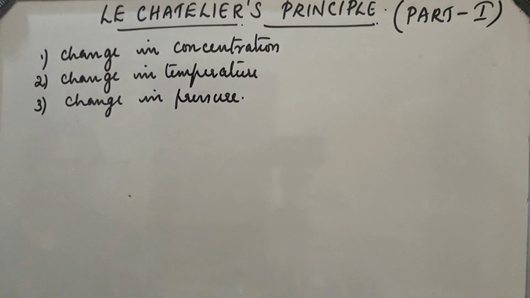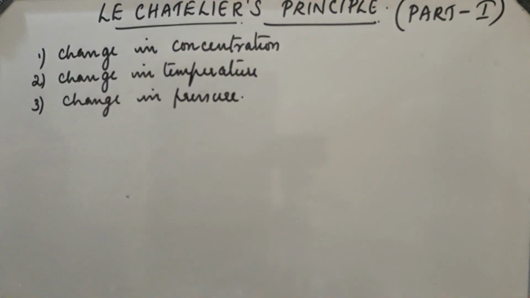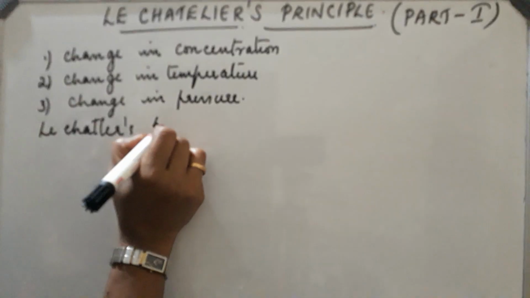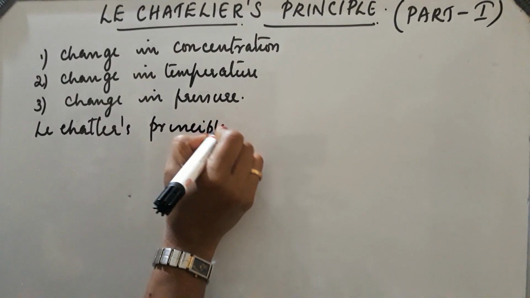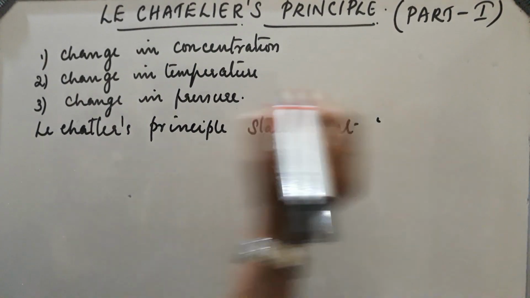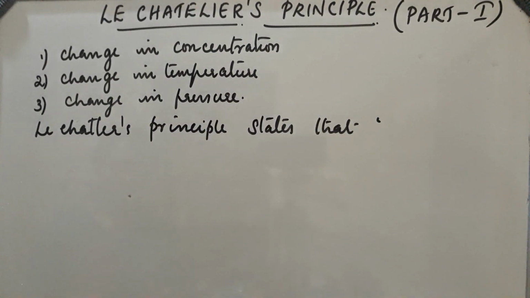This was clearly explained by Le Chatelier's principle. So Le Chatelier's principle states that if a system in equilibrium is subjected to change in concentration, pressure or temperature, what happens? The equilibrium shifts in the direction that tends to reduce or to counteract the effect of the change.